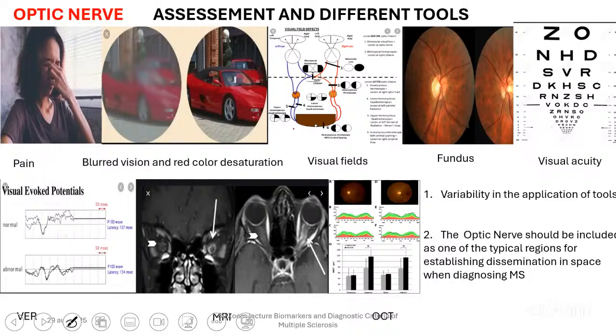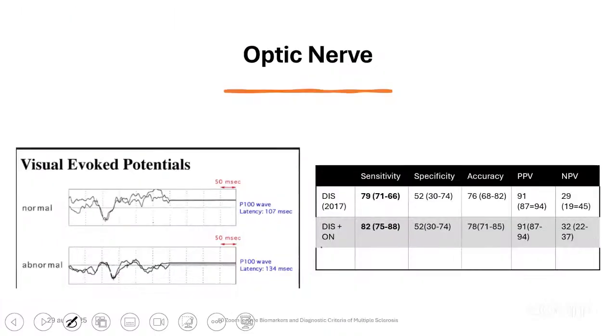So variability in the application of tools you can see, and as the diagnostic evolution took place, all these things have come into place, and you can see the optic nerve in the MRI axial sections. And basically, these abnormalities establish dissemination in space when diagnosing MS. The visual evoked potentials, and if you add optic nerve to that dissemination in space criteria, the sensitivity is increased without losing the specificity, and the accuracy and positive predictive value and negative predictive value. So you can see it increases. So optic nerve is being given more importance nowadays.